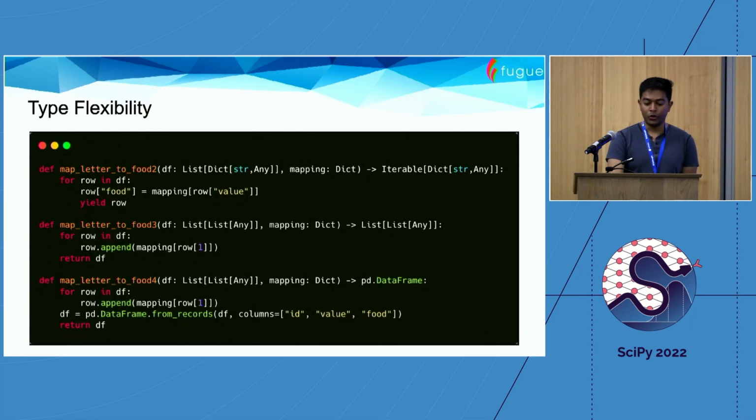And this is not all you can do in terms of Python functions either. Here, the same function can be expressed in many different ways. You can operate in pure Python and not use pandas at all. And you can use the yield statement, as you can see here. You can also just return a data frame. And all these will be equivalent in terms of the output.